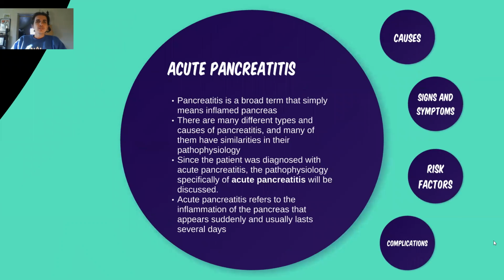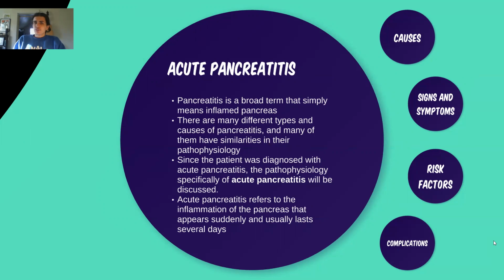Acute pancreatitis, so pathophysiology specifically of acute pancreatitis. Pancreatitis is a broad term that simply means inflamed pancreas. There are many different types and causes of pancreatitis, and many of them have similarities in their pathophysiology. Since the patient was diagnosed with acute pancreatitis, the pathophysiology specifically of acute pancreatitis will be discussed. So we're not going to talk about chronic pancreatitis, even though a lot of the causes and risk factors and all that will be the same.